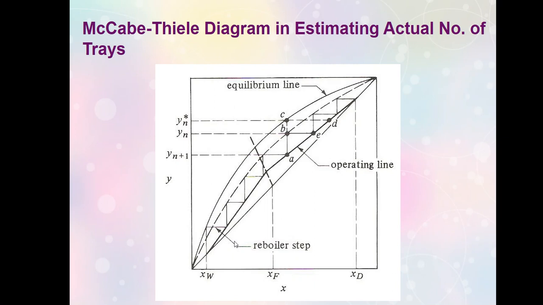Since the last stage is the reboiler step, we don't add it to the number of stages. So it's the same thing with the previously discussed procedure of determining the number of stages graphically. The last step is the reboiler, so you don't count it when you determine the number of stages graphically. If you're using a partial condenser, you don't count the first stage in here. But if it's a total condenser, you still count it because it's still part of your column.